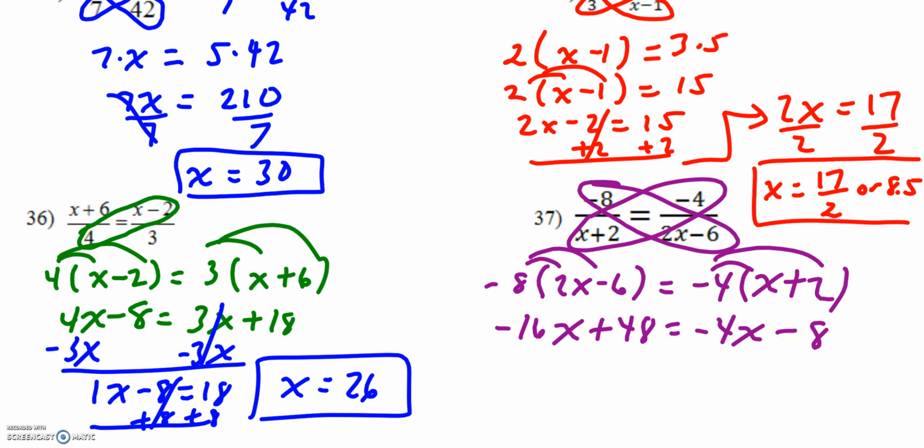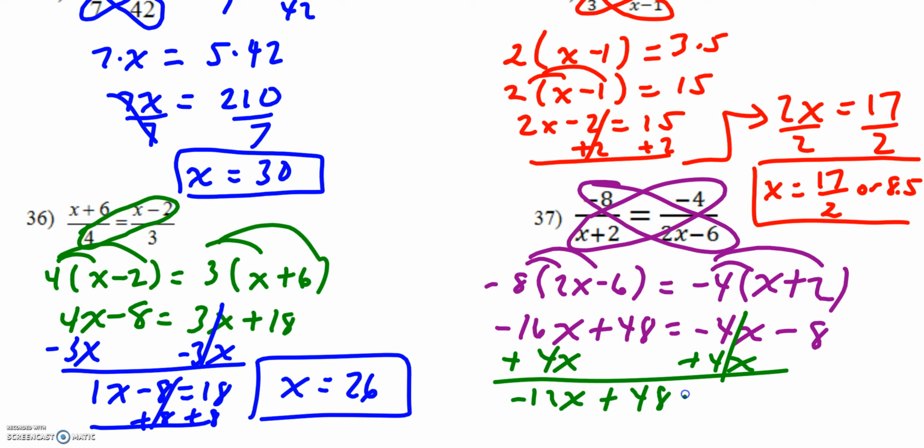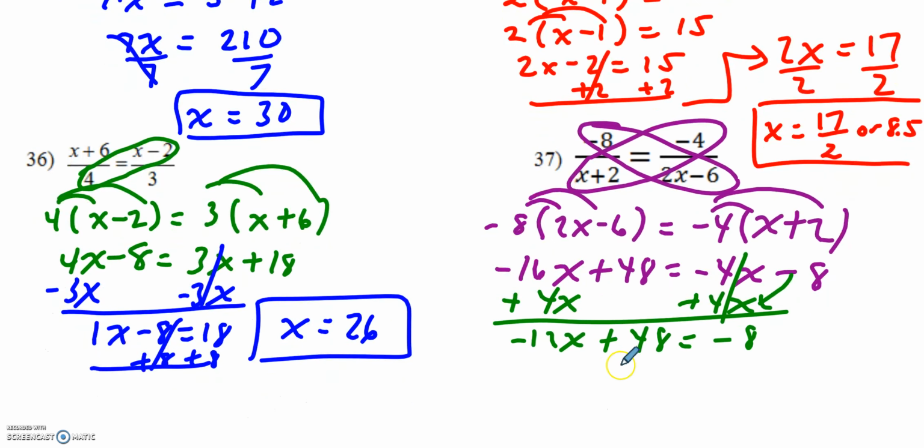If I again get my variables together, I'm going to add the 4x over here. Negative 12x plus 48 equals negative 8. Please don't forget that negative should come downwards. To get x alone, I would now move my 48. Negative 12x equals a negative 56.